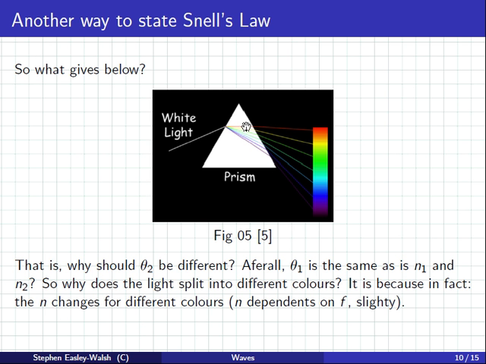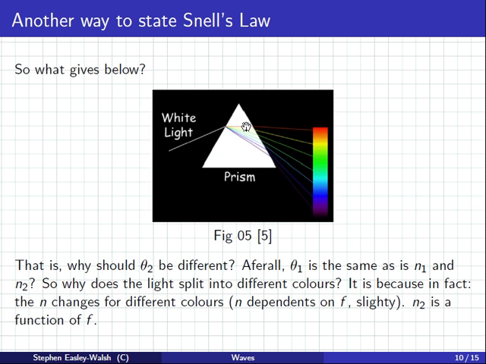The n changes for different colours. In fact, the n depends on f. Now, I'm not sure if that's right, if I meant to say n depends on lambda, the wavelength. Maybe, because it depends on the speed of the light. Maybe it is the f. Or whatever. It depends on the colour, that's for sure. It's practically the same, but technically it's one of the 2. I'll have to check which.